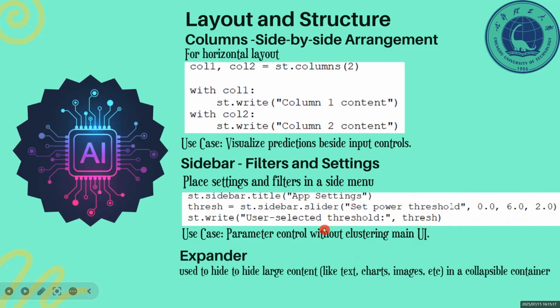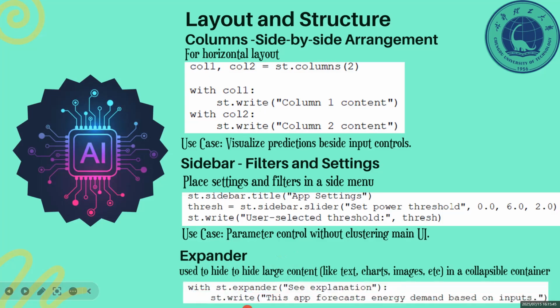Next we have the expander. So what's the function of the expander? The expander is used to hide large contents like text, charts, images, etc. in a collapsible container. It means that when you click, it will expand. If you click again, it will shrink. So forget about this typo. It's supposed to be used to hide large contents.